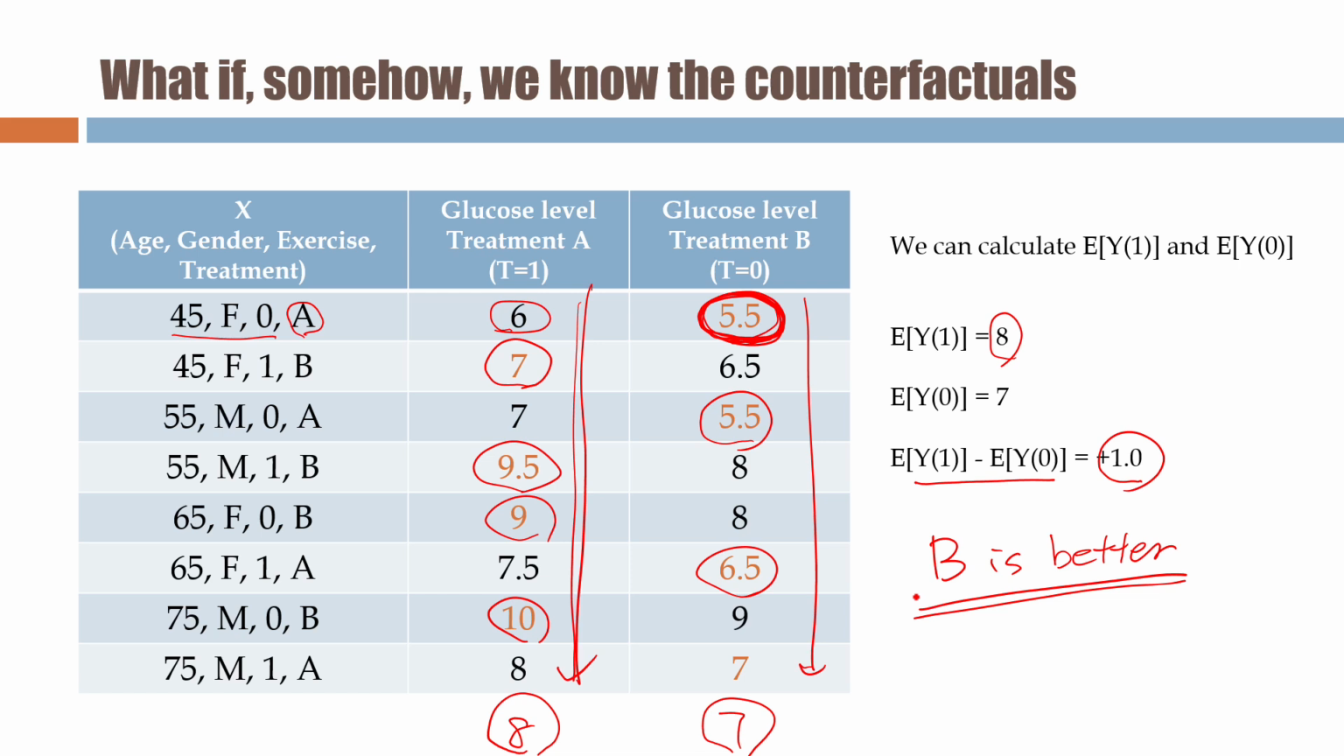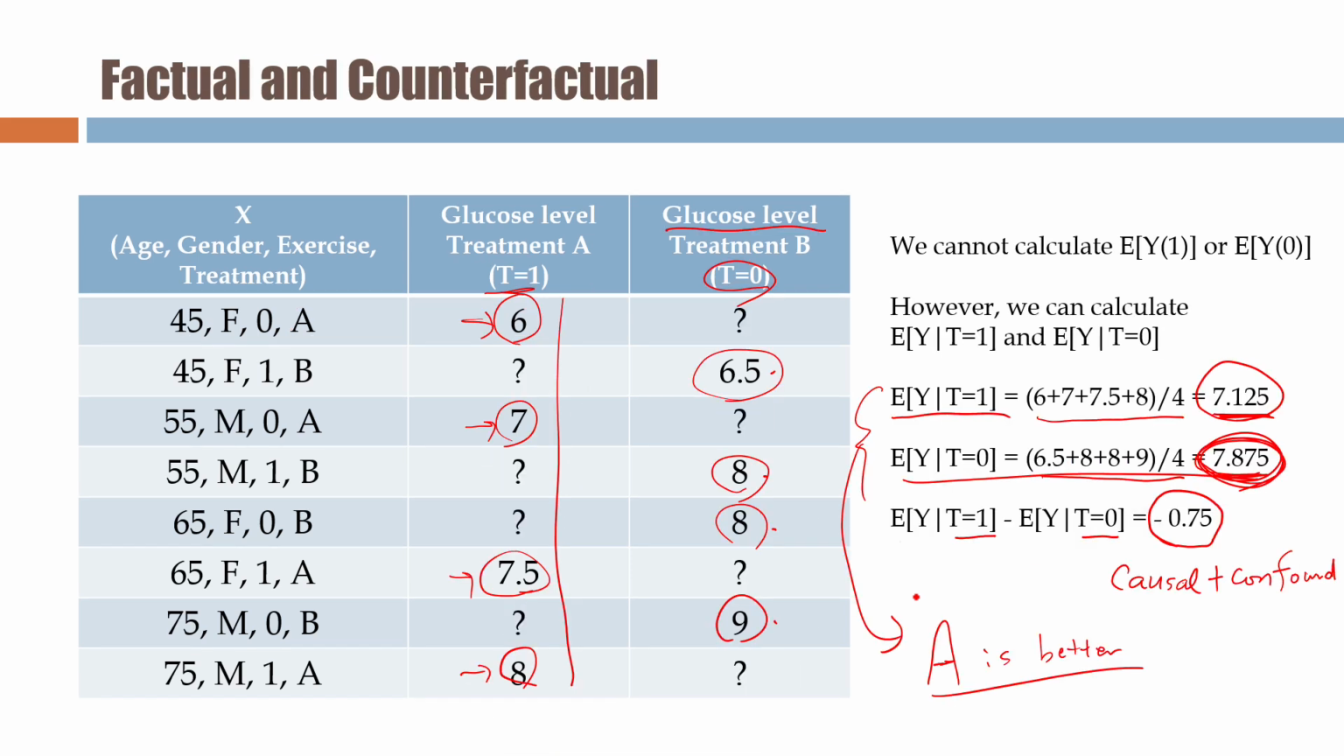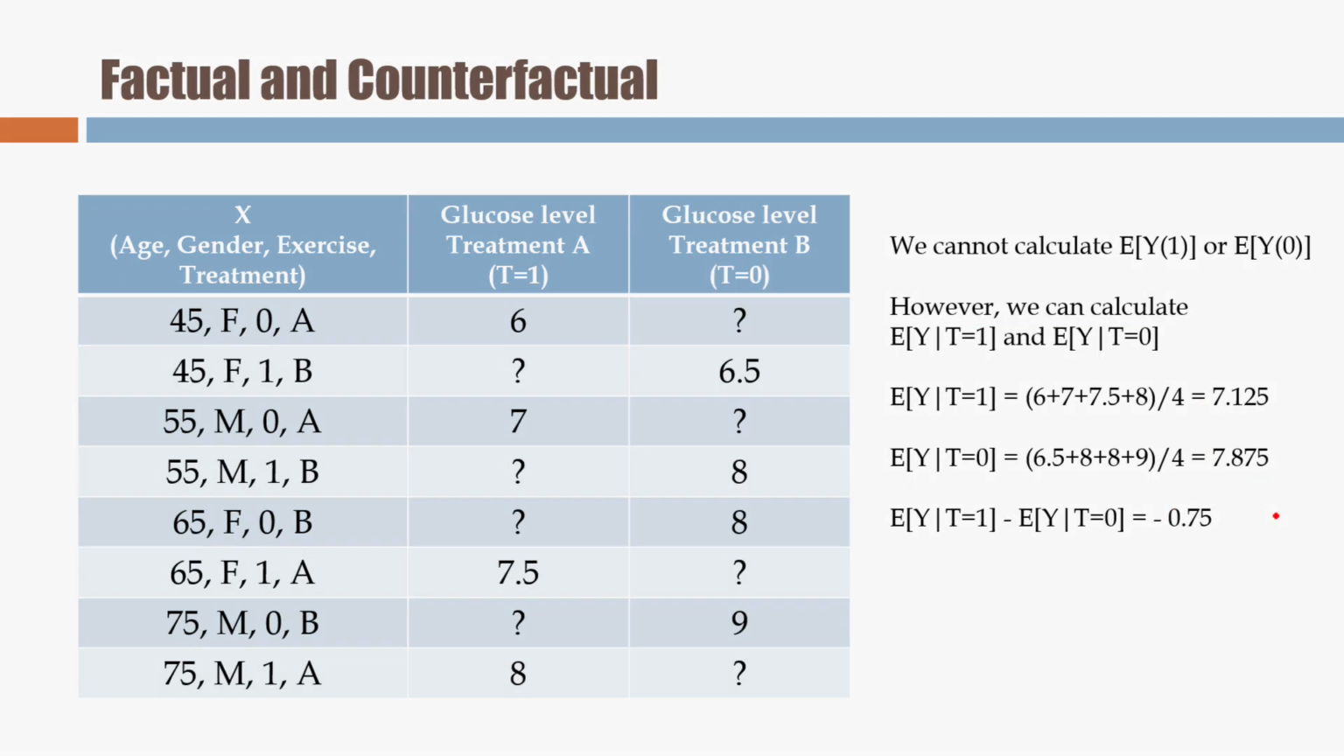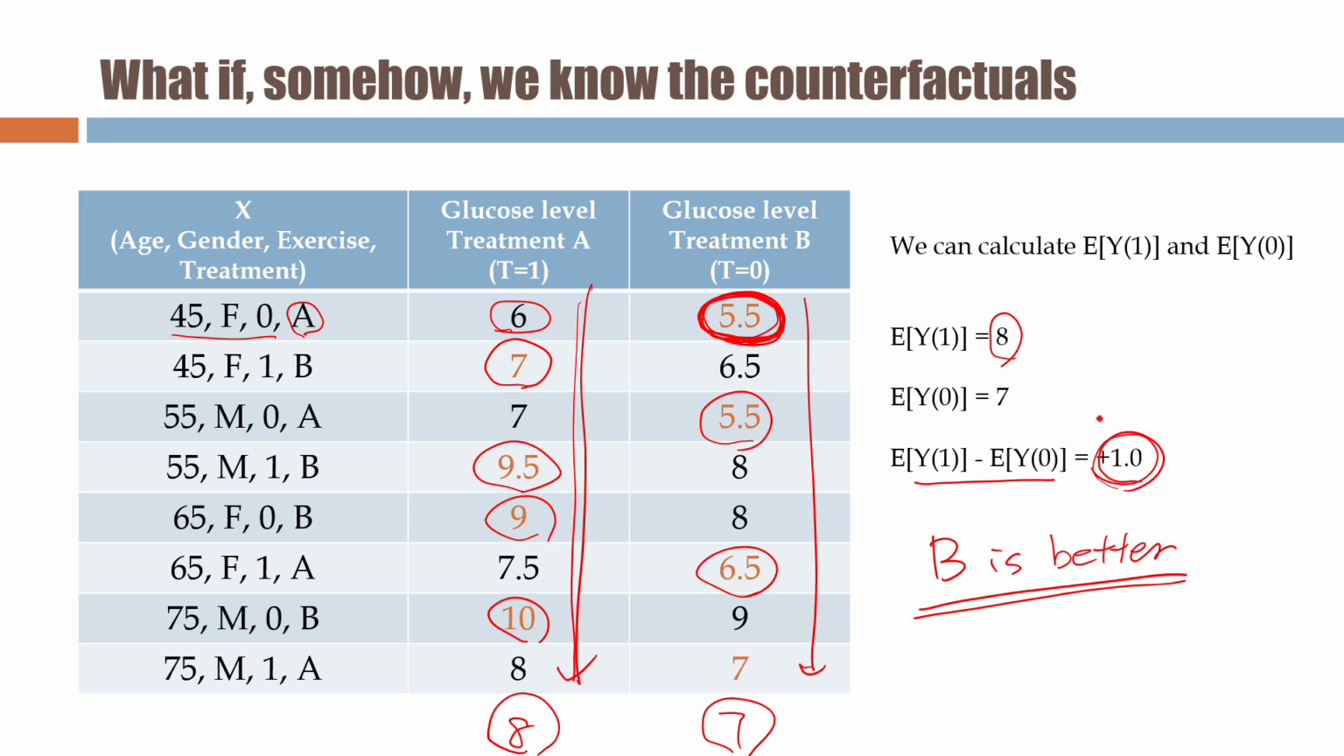So we cannot use this calculation. This calculation means I just collected the data that has t equals 1, and you just collected the data t equals 0, and you calculate the average and then calculate the difference. That is not the actual real treatment effect of treatment A. This is not the right one. This is the right one. The problem is, how can I get this counterfactual?